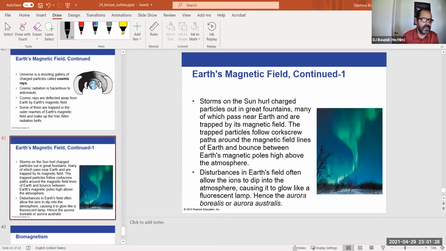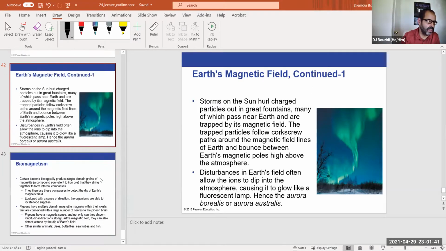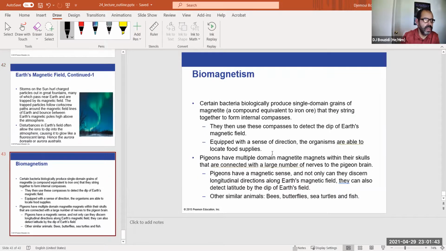So this is the aurora borealis or aurora australis. These are the charged particles coming down because they are spiraling and going down to the Earth, actually. So that's good that we have a magnetic field on Earth. Otherwise, we wouldn't be able to talk about this.